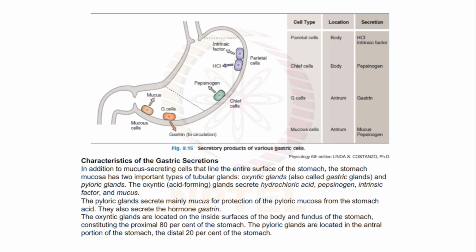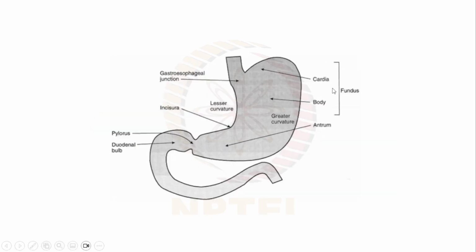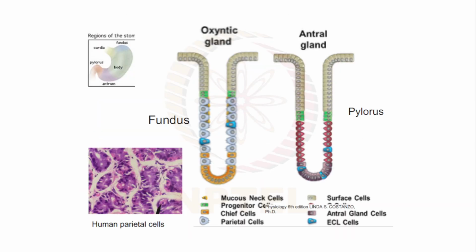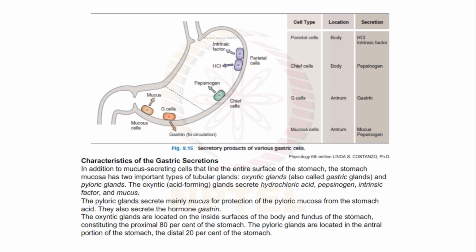We'll see further. The oxyntic glands are located on the inside surface of the body and the fundus of the stomach, so this is something you should remember. The oxyntic glands are present in the fundus and body part of the stomach. This is the structure. So this cardia and body part together make the fundus, and the oxyntic cells are present there only. Then, considering the proximal 80% of the stomach, the pyloric glands are located in the antral, the lower portion of the stomach, the distal 20% part of the stomach.